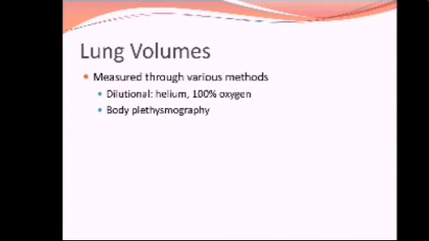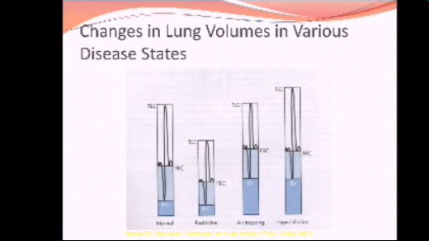Lung volumes are measured through various methods like dilution, helium, 100% oxygen, and body plethysmography. The helium method and the 100% oxygen method are dilutional methods. There could be changes in these lung volumes in various kinds of diseases. We can see the graph in normal, how it is in restrictive disease, in air trapping, or if the lungs are hyperinflated.